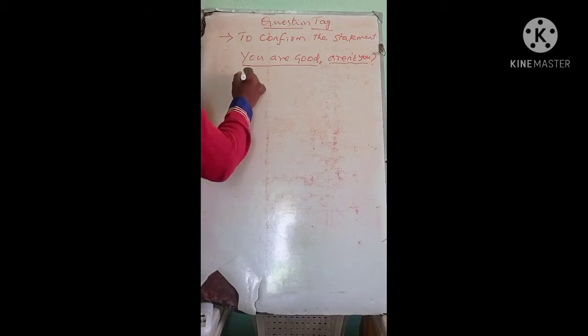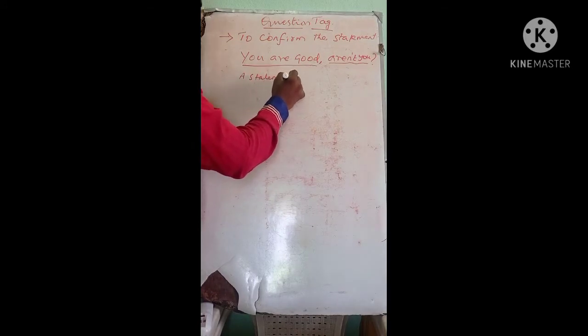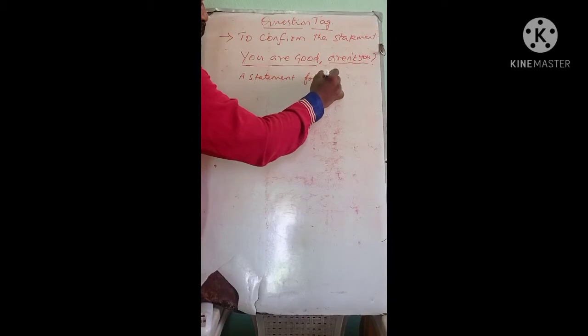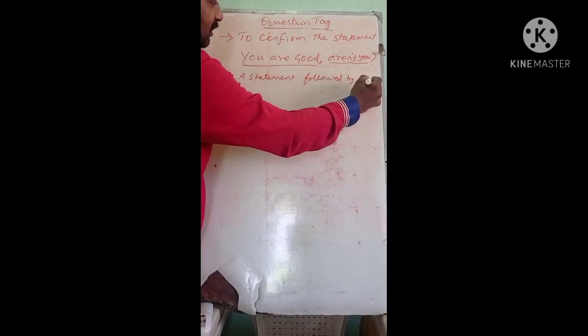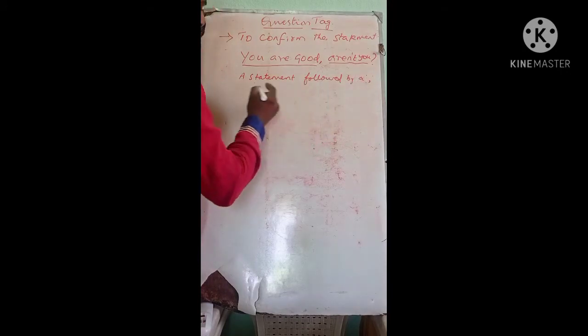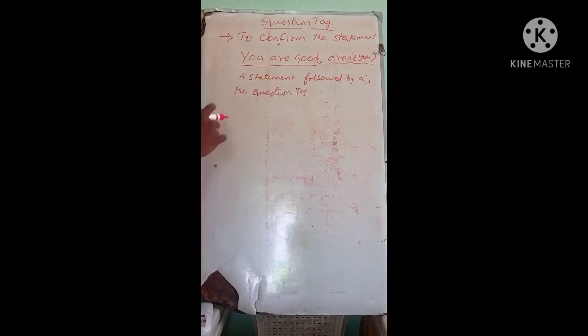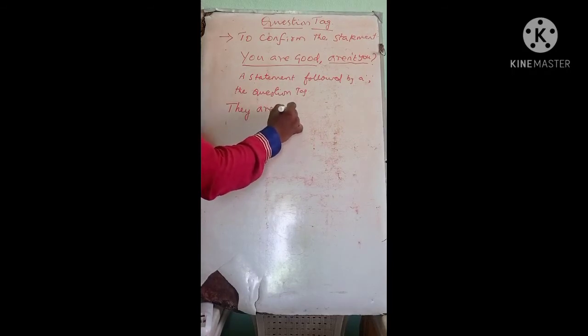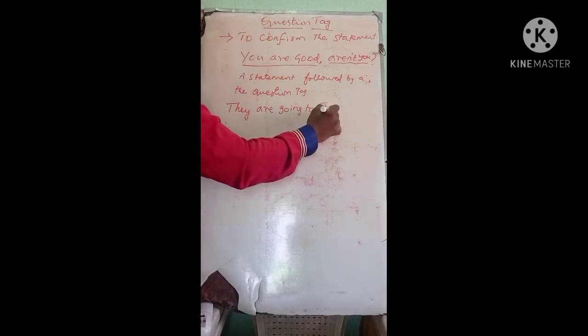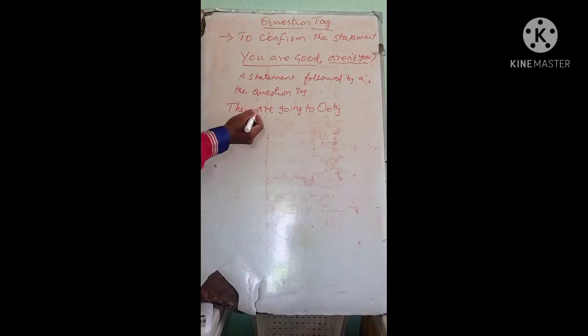What is it? A statement, followed by a comma, then the question tag. Clear? This is the structure of a question tag. What's the structure? A statement. See, they are going to OT. This is a statement.